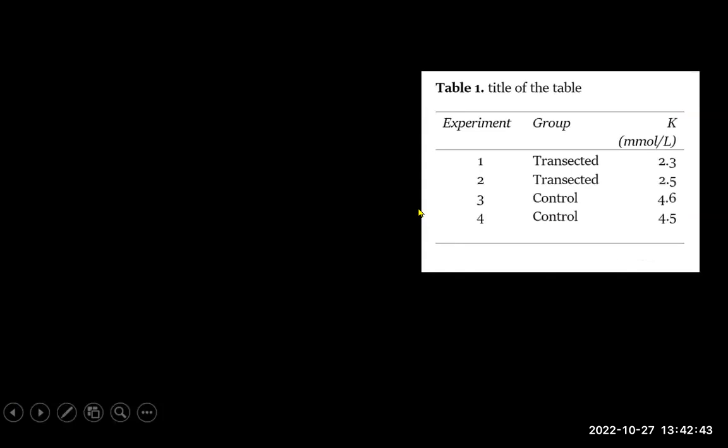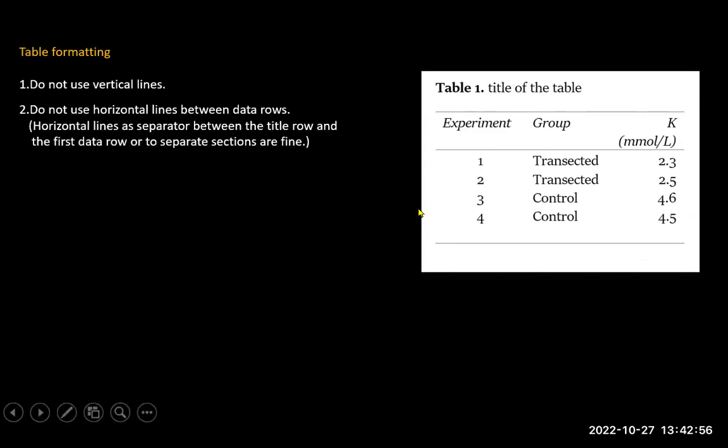Bonus content from this same book, about table formatting. Some of the rules for table formatting, I think you'll find useful. Do not use vertical lines. Do not use horizontal lines between data rows, except the line just below the top row, so that's the title row and the rest of the table.